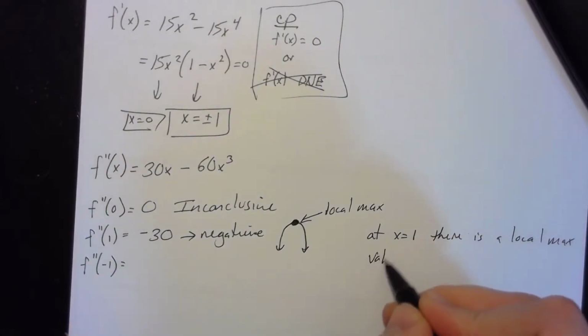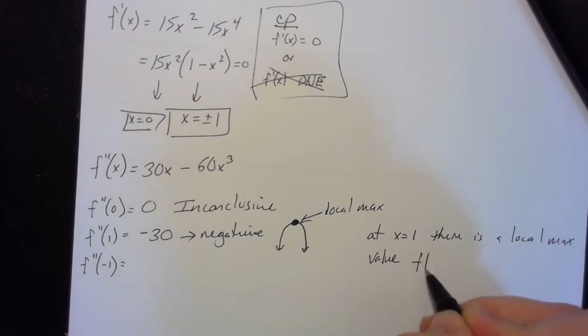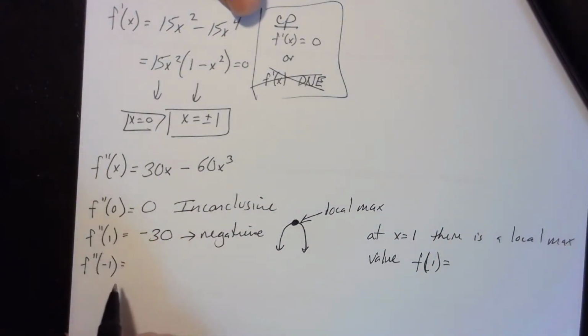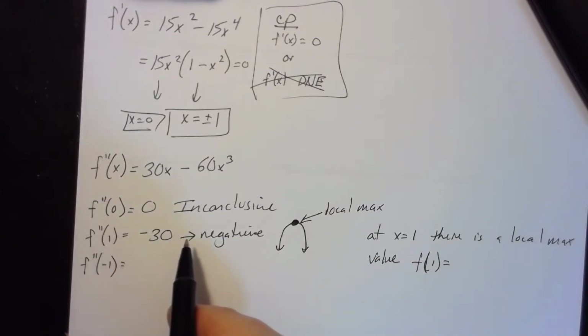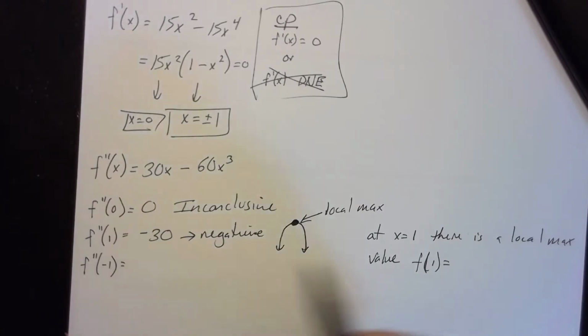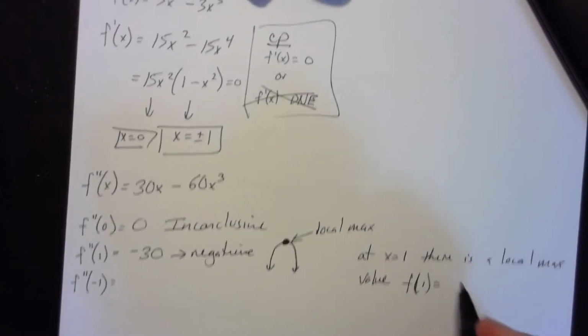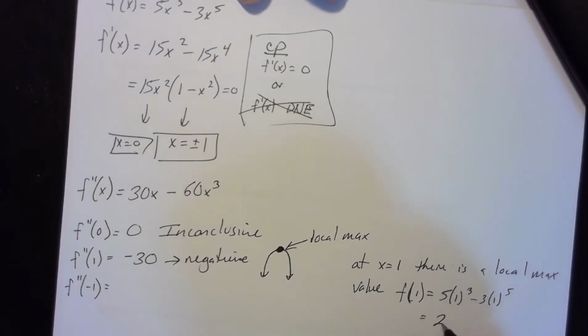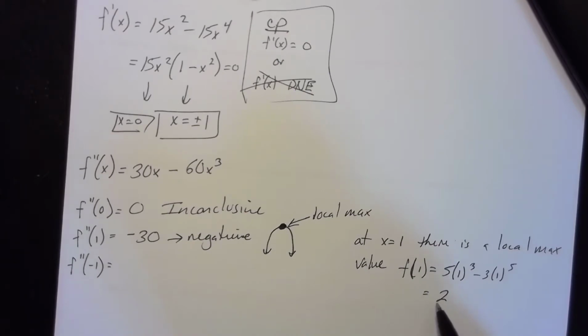And its value comes from plugging 1 into the original function. Now again, don't confuse this. This tests whether the point happens to have a max or a min, but I need to figure out what the max or min is by plugging 1 into the original function. By doing so, I'm going to have 5 times 1 cubed minus 3 times 1 to the 5th, which in this case is simply 2. So I'm going to have a local maximum with a y value of 2. It's the occurrence at x equals 1.